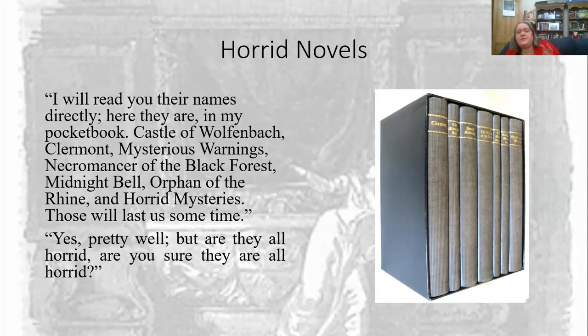So the novels that are mentioned are The Castle of Wolfenbach by Eliza Parsons, Clermont by Regina Maria Roche, The Mysterious Warning, Jane Austen gets a couple of her titles wrong, The Mysterious Warning, again by Eliza Parsons, who appears twice, The Necromancer or Tales of the Black Forest, and we'll get into authorship of that in a second, Midnight Bell by Francis Lathom, Orphan of the Rhine by Eleanor Sleath, and Horrid Mysteries by Carl Grosse. And we are assured that they are all horrid.